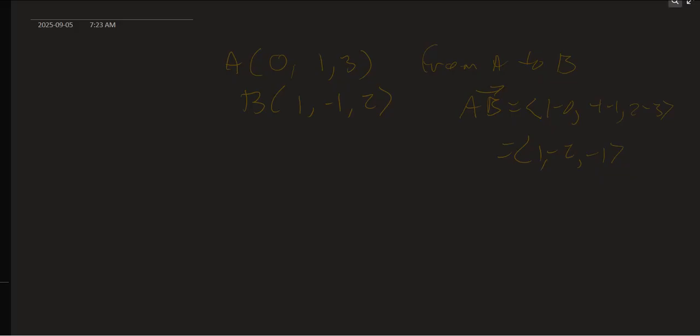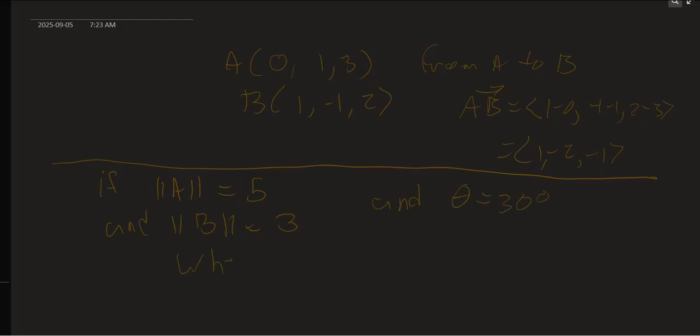I know you know how to find the cross product between two vectors, so I'm not going to go over that. But this we haven't done specifically. If the magnitude of A equals 5 and the magnitude of B equals 3 and theta equals 30 degrees, what is the magnitude of A cross B?